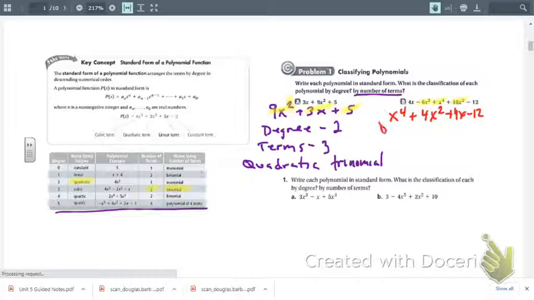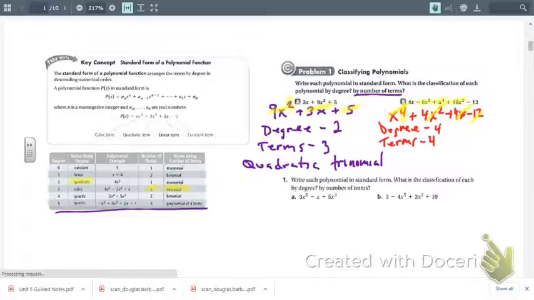Alright, same steps as before. Write down what the degree is. The degree is the highest power of x, so in this case it's going to be 4. Alright, the number of terms. Well, we have 1, 2, 3, 4 terms.